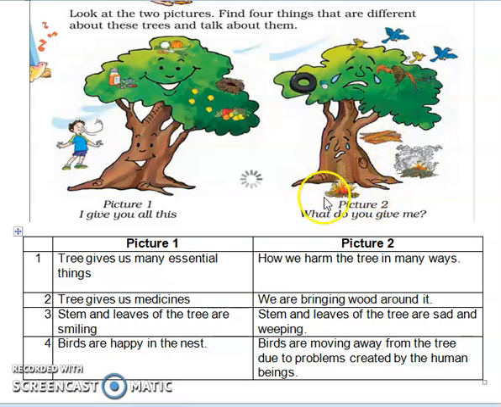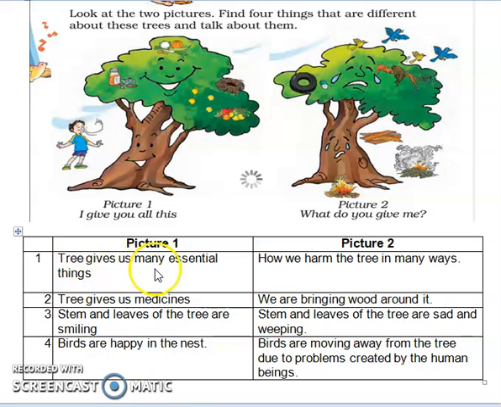There is one fire going on, so if the fire is there, it will harm the tree definitely. When fire is there, wood burns. This stem is also made up of wood, so this harms.